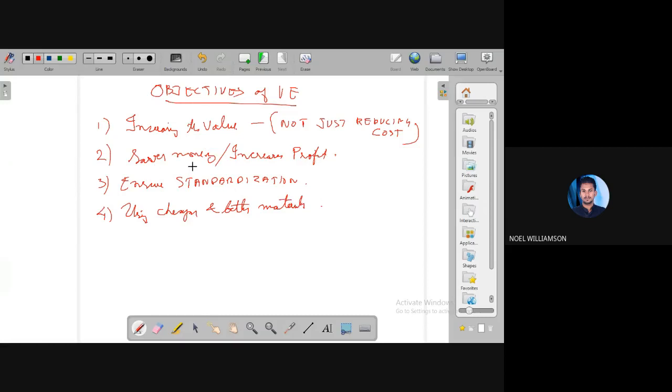These are the key objectives of value engineering. So first one is by increasing the value and not just reducing the cost. Then second, saving money or increasing the profit. Third one is to ensure the standardization. Fourth one, using the cheaper and better materials. Okay. So I think it is time.